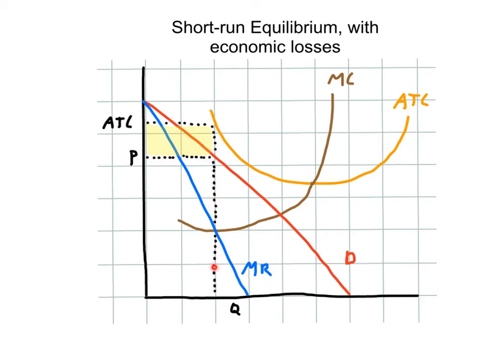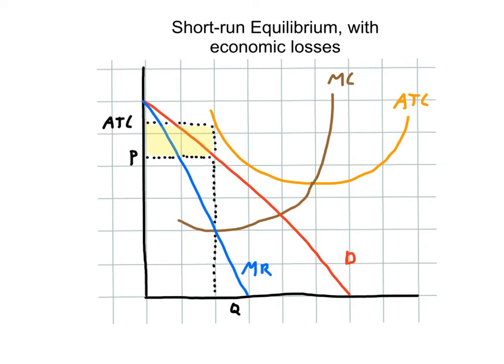Unfortunately for this business, at that quantity, the average total cost is here, higher than the price. So maybe this company is able to charge $10 for their good, but it costs them $12 to make it. So this entire area here is economic loss. Some companies in this industry actually could do better by getting out of this industry and investing in a different one.